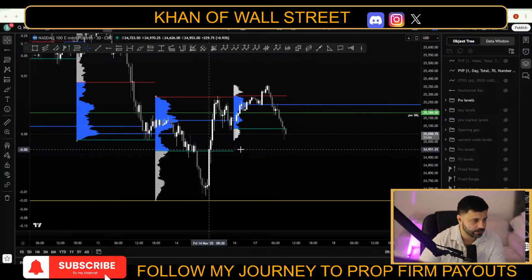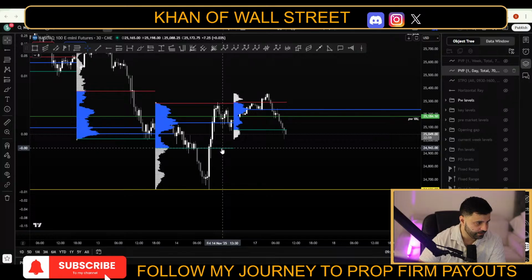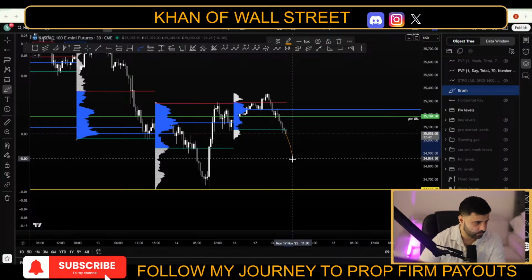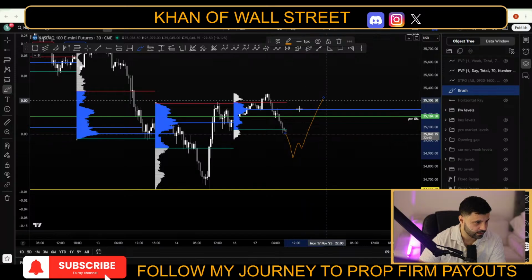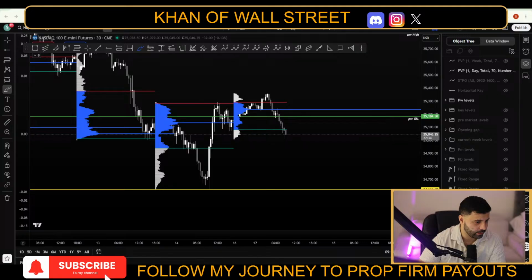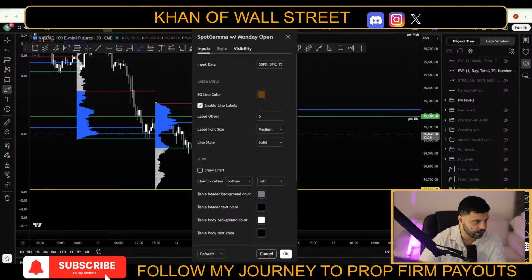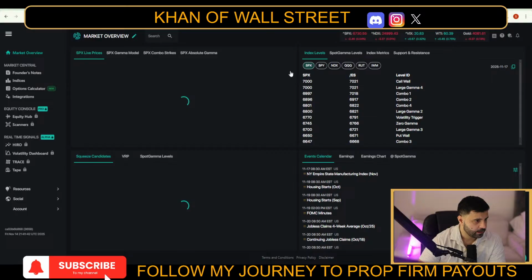Is this a major level? Possibly. I might be interested in a long trade here, but I do think if we flush at the open, we're going to go deeper than this. So the way I would play this is, we get a big flush, I'd wait for a reclaim of the value area low, and then maybe we get a V-shaped recovery back to the upside. That might be a possible trade. The other way I do it is I use gamma exposure levels, and these levels are updated daily from spot gamma. So let's log into here.